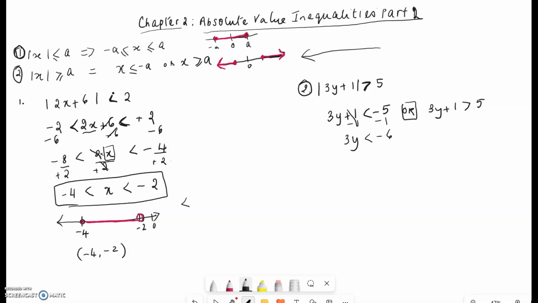Dividing both sides by a positive number, in this case 3, because 3 is multiplied to y, we're going to divide both sides by 3. Since 3 is a positive number, the direction of the inequality remains the same. So we have y less than -2. 3 goes into -6 -2 times.